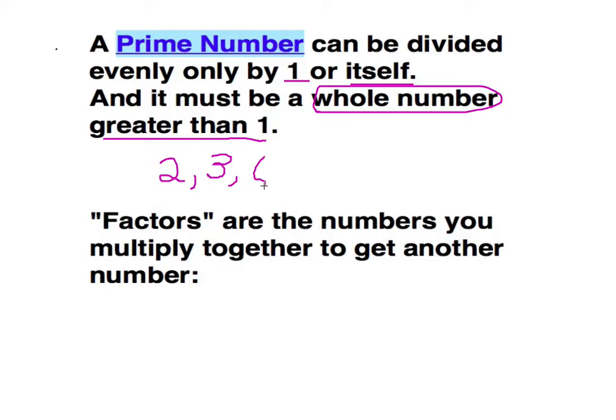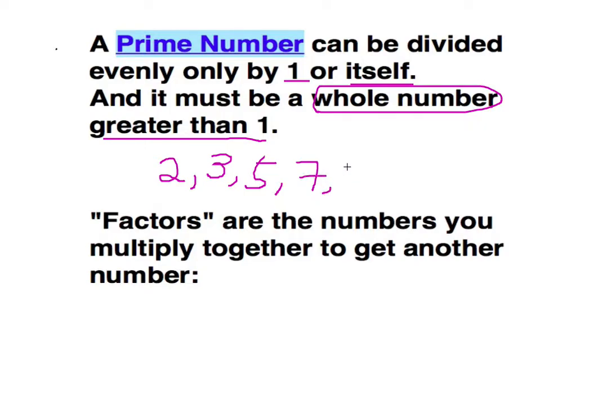to 5. Yes, 5 is a prime number because it can be divided by itself, 5, and by 1, and not other numbers. 6, nope, because 6 can be divided by 1, it can be divided by 2, which gives you 3, it can be divided by 3 as well, and by 6 itself. So 6 is a nope.